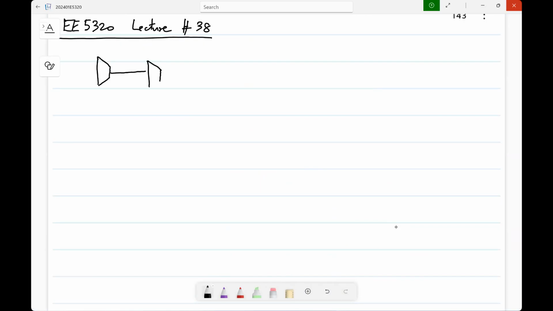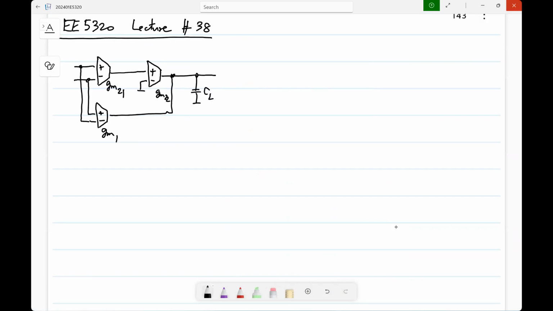If I show the single-ended equivalent single-ended op-amp, we have the cascade of two stages like that, and a single stage that way. If I call this GM1, GM21, GM22, and you have some load capacitor which is due to the parasitic capacitance as well as anything else connected there, and you also have some capacitor over there. Okay.